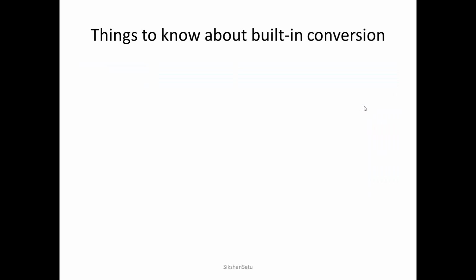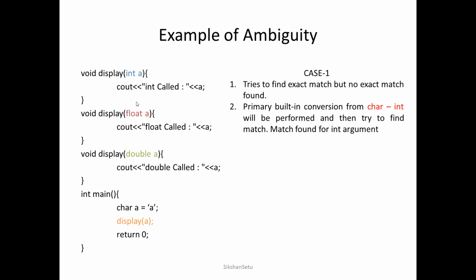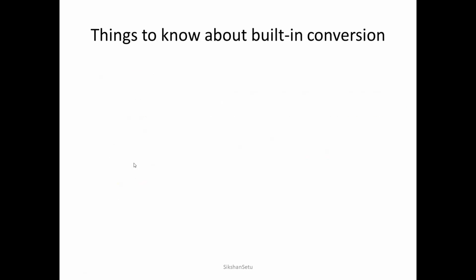So the problem here is that among the possible options we have float and we have double. There are two possible options, so the compiler is confused and it generates an ambiguity error. Whereas in this case the ambiguity error will not be generated. Why? Because although we have three possible options available, first of all the character will be converted into integer and it will check for integer only. But if integer is not there, then only it will check for secondary conversion, which are float, double, short, long and all.